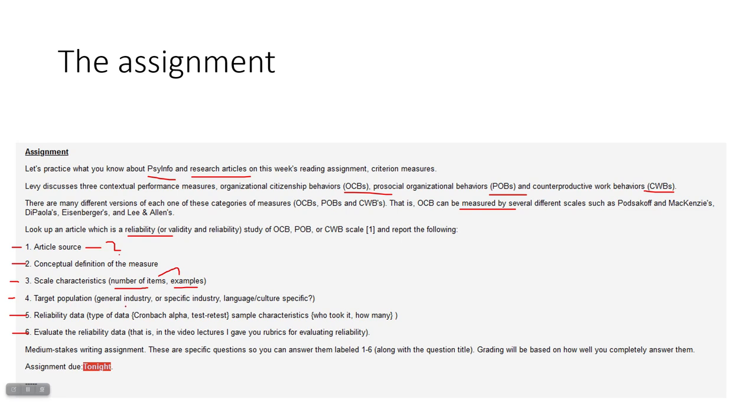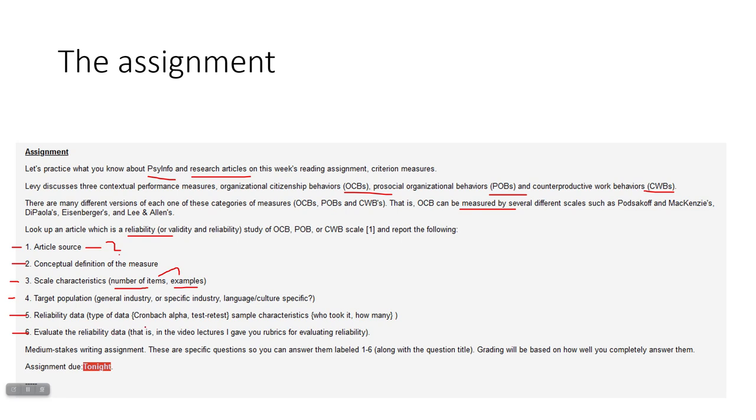Target population, general industry, specific industry, language, culture, specific. Reliability data, type of data, Cronbach alpha, test retest, sample characteristic, who took it, how many. And then finally, evaluate the data.